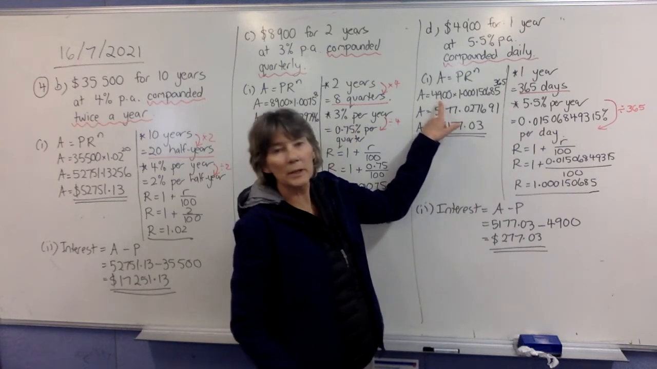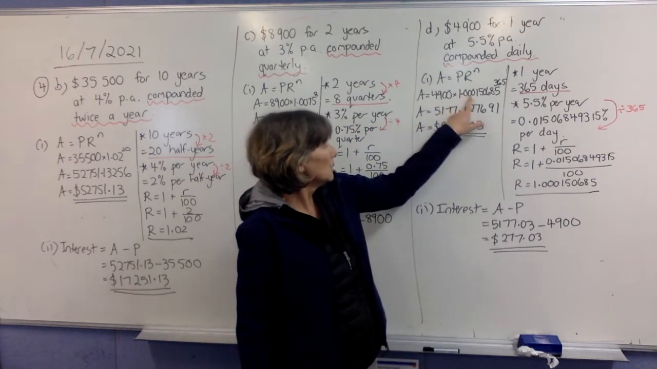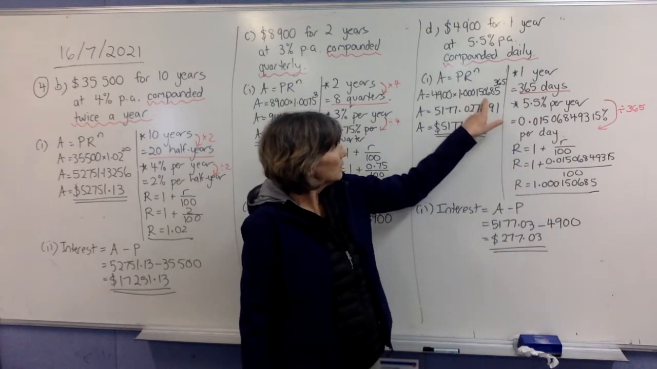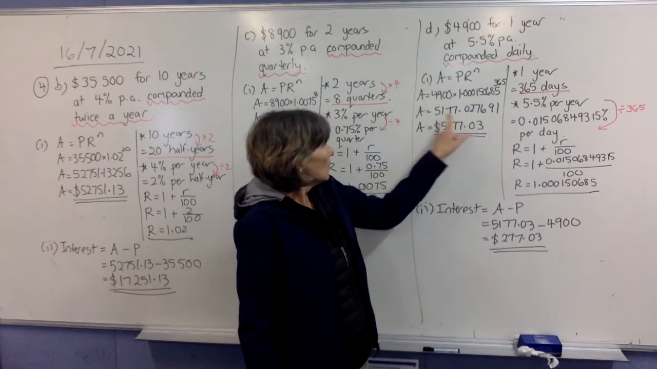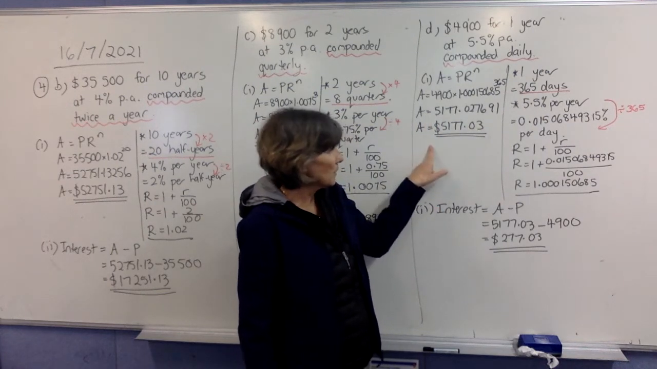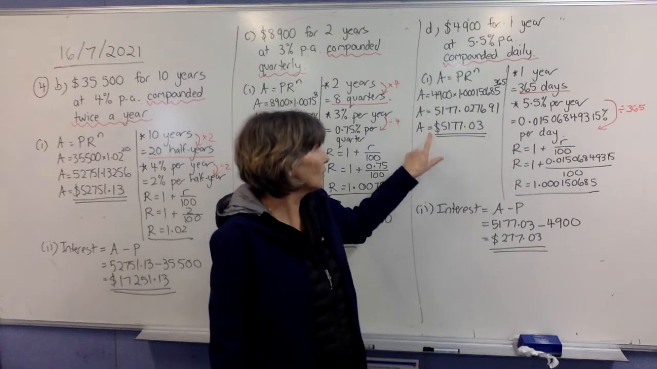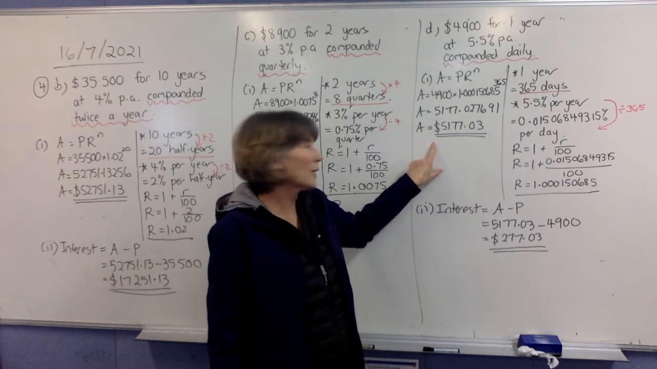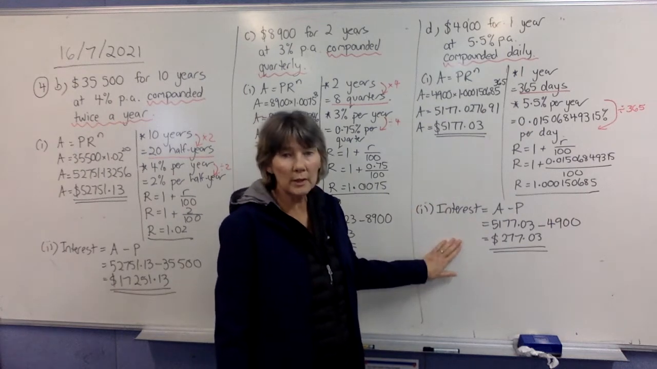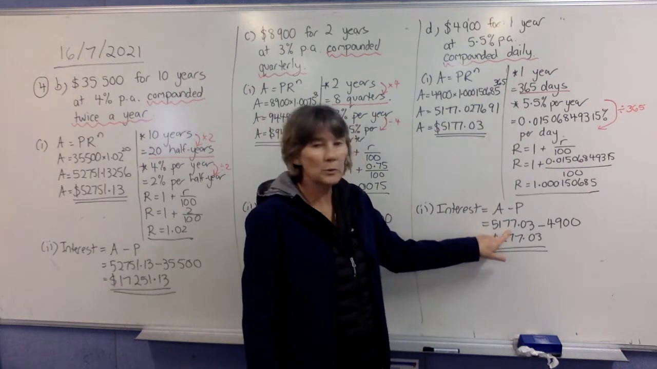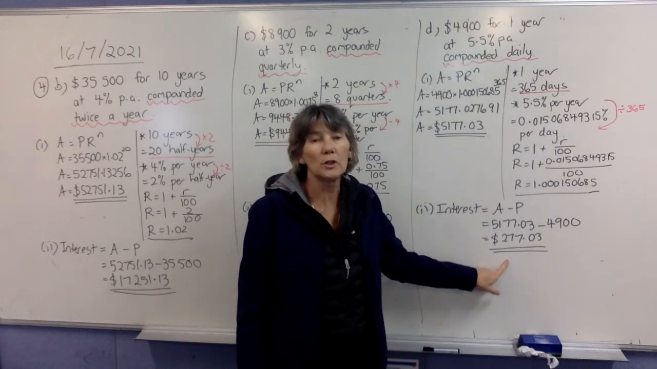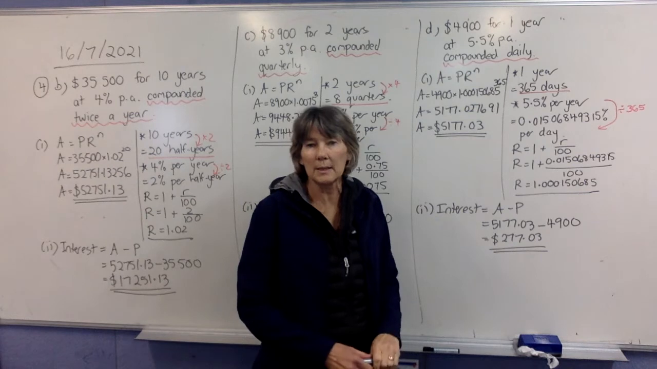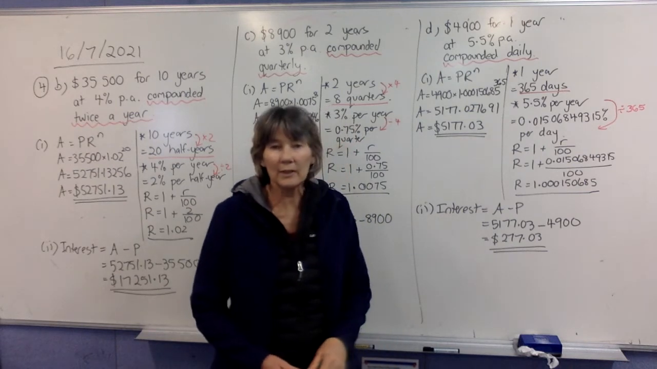So up here, we're using our formula now. Put your principal in, the R value we just calculated, and the number of days up here. So everything's in days. Calculator will give you that. So there's our rounded off answer to 2 decimal places for the final value of your investment, $5,177.03. The interest you've earned in this time is your final value, which we just calculated. Take off the original value of your investment and you're left with $277.03 interest.